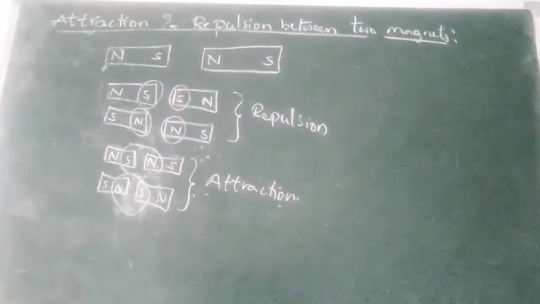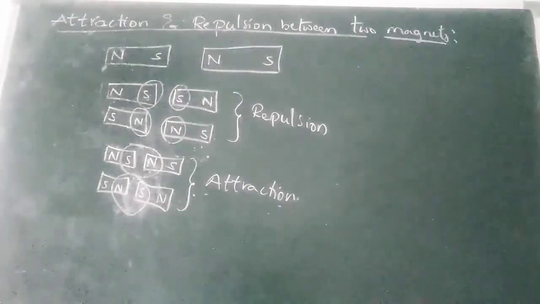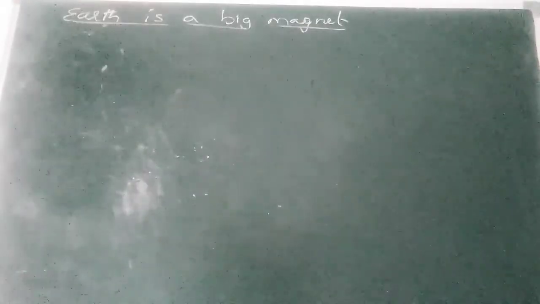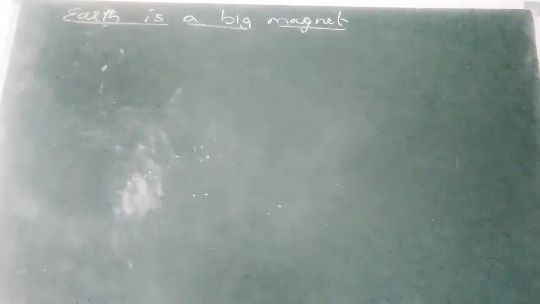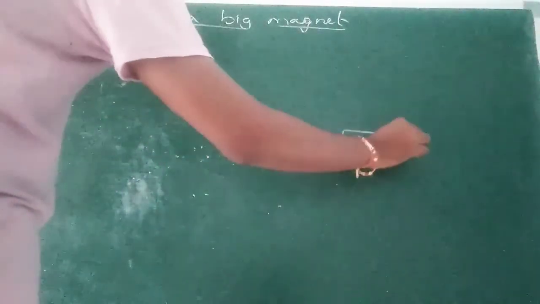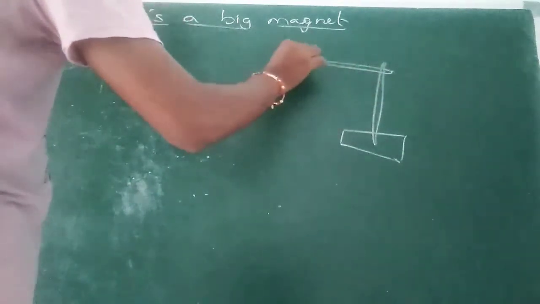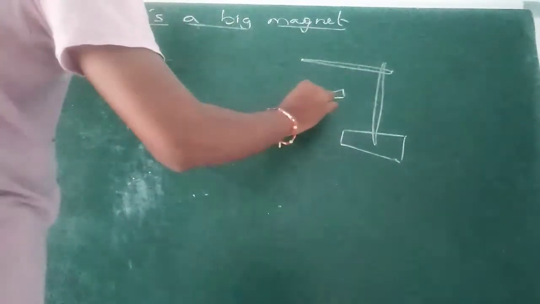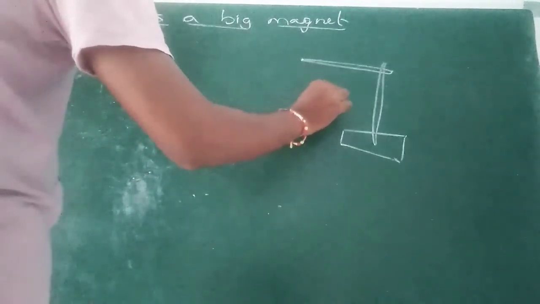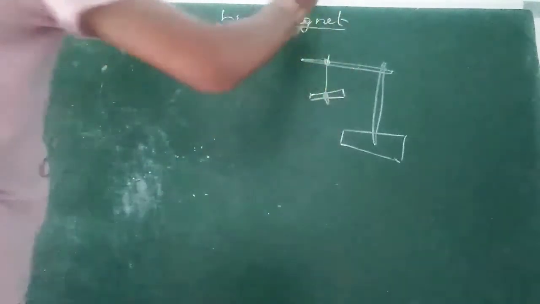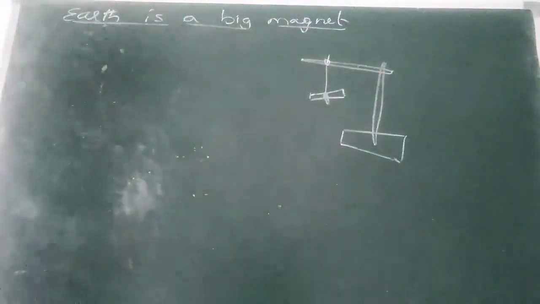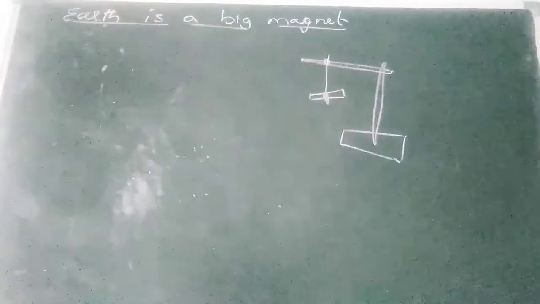Next one is: Earth is a big magnet. Our Earth is a big magnet. As in the first activity we did, we took a stand and tied a bar magnet with a thread at one end, and tied the other end of the thread to the stand, and we suspended it freely for some time.